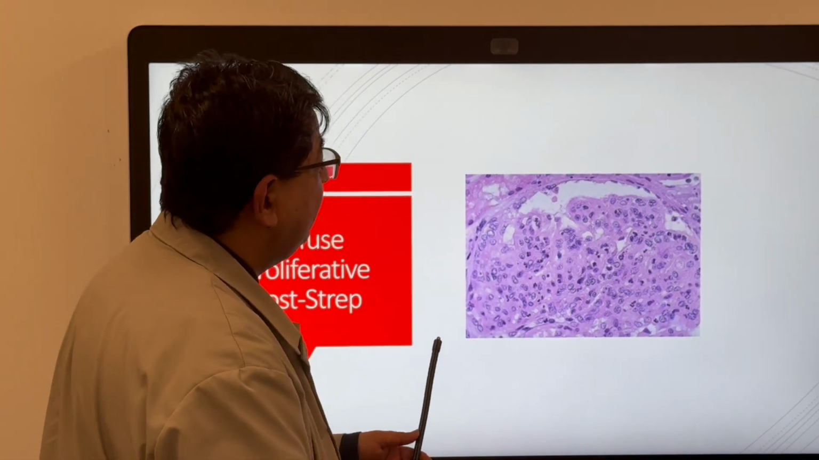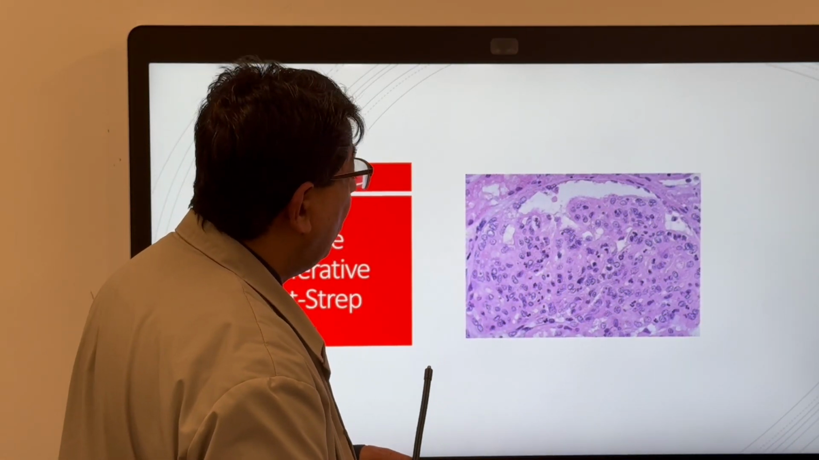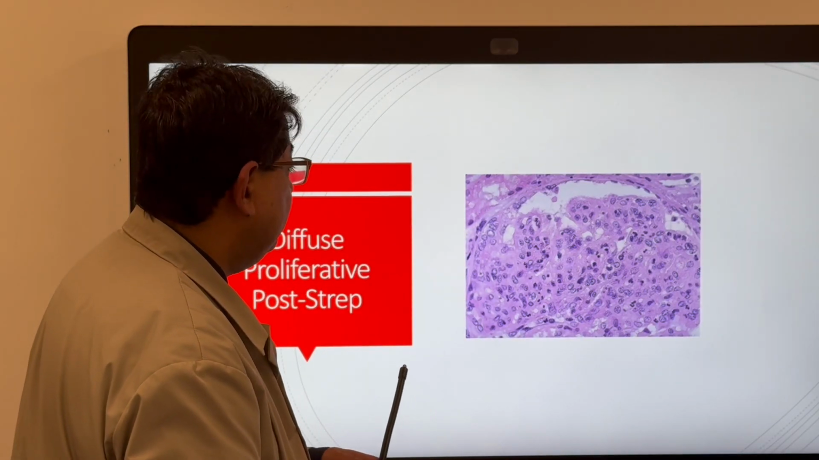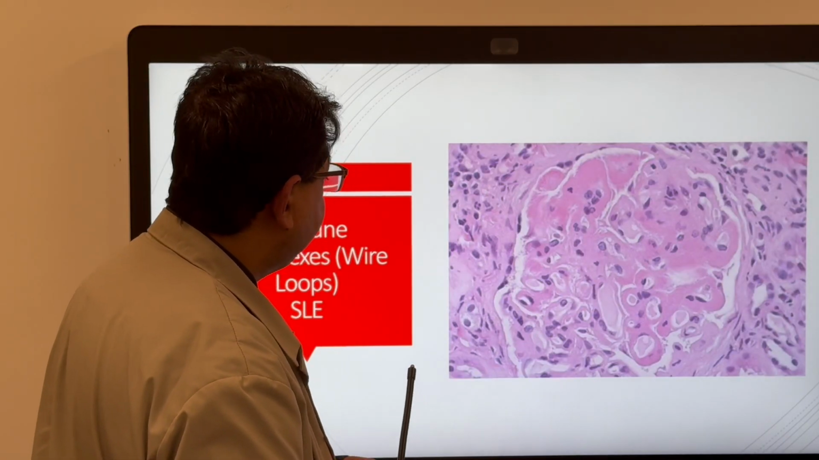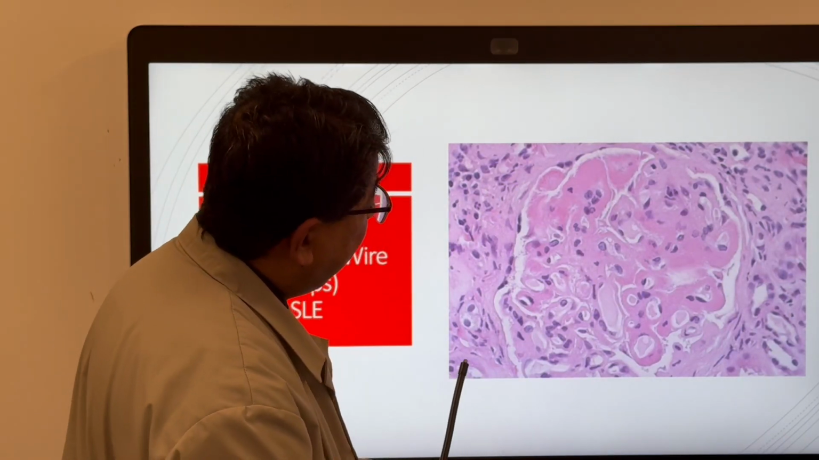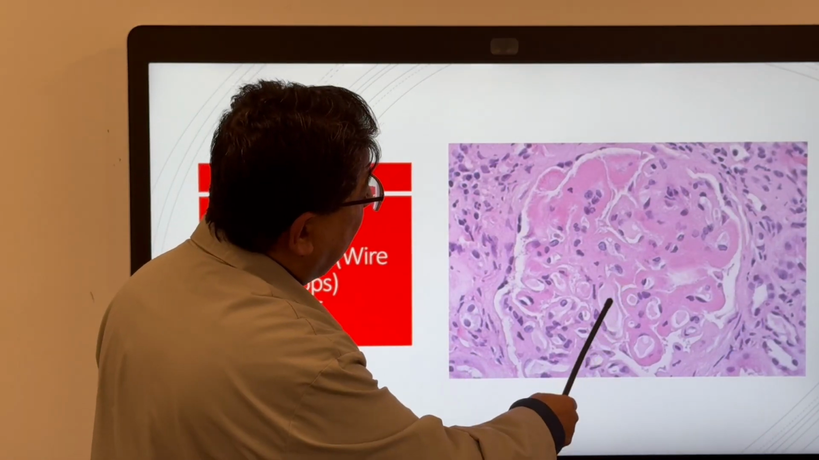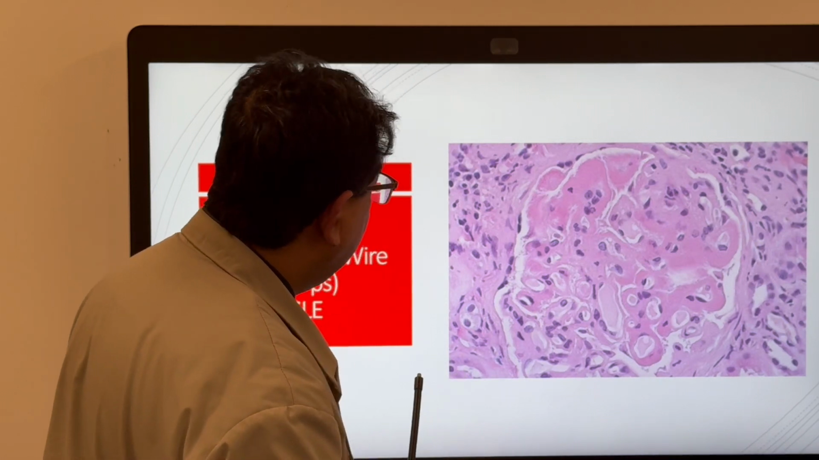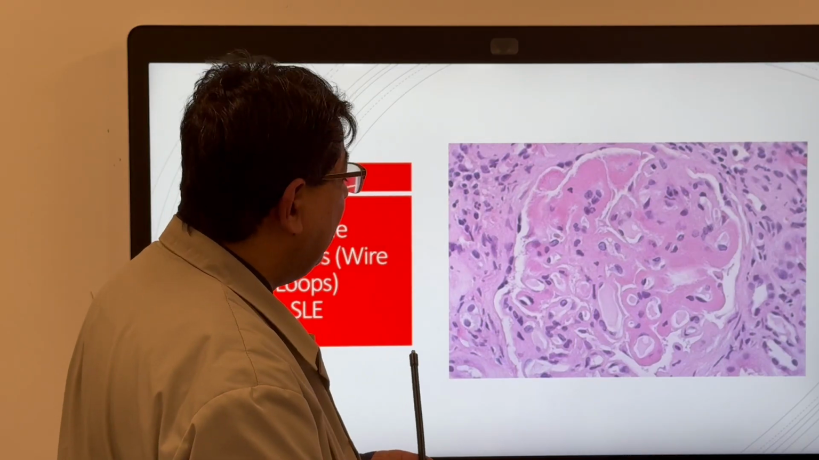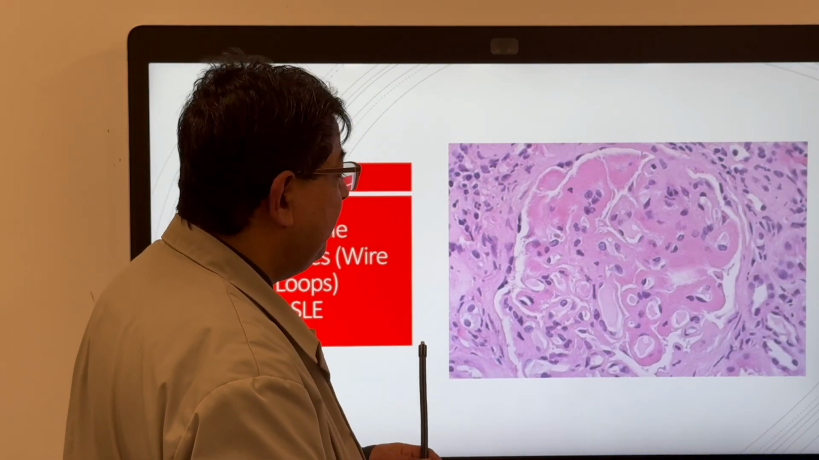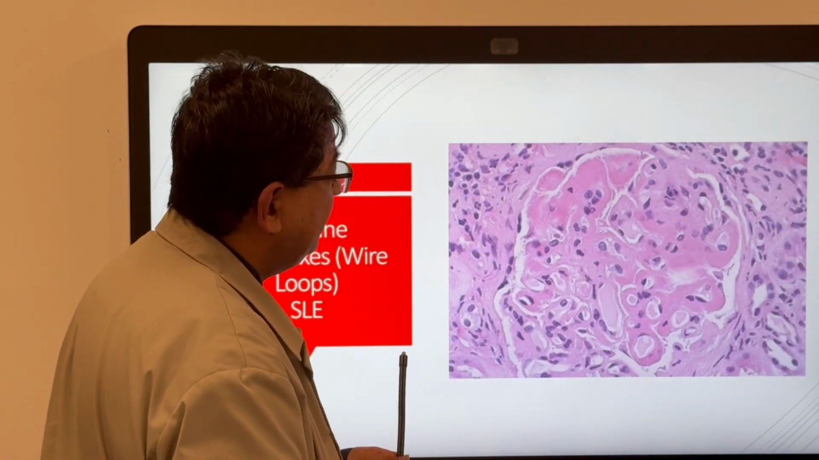Here you can see that all the capillary loops are not really visible. So this is an obvious case of diffuse proliferation or endocapillary proliferation. This is actually very typical of lupus. All the immune complexes are giving a wire loop type appearance, and wire loops are pathognomonic for lupus. I just put that in there because it's so classic that they probably will find it a good thing to test on.